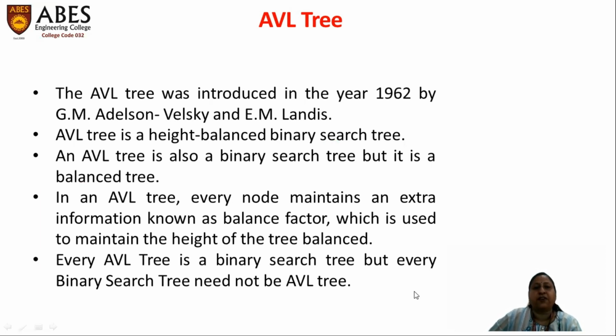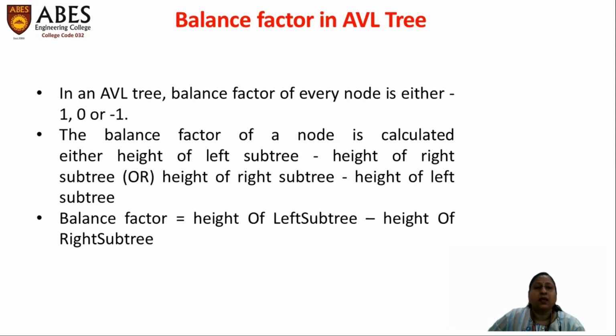So in an AVL tree, every node maintains an extra piece of information known as balance factor, which is used to keep the height of the tree balanced. Every AVL tree is a binary search tree, but it is not necessary that every binary search tree is an AVL tree. If the binary search tree is balanced, then it is an AVL tree. In an AVL tree, the balance factor of every node is either 1, 0, or -1.